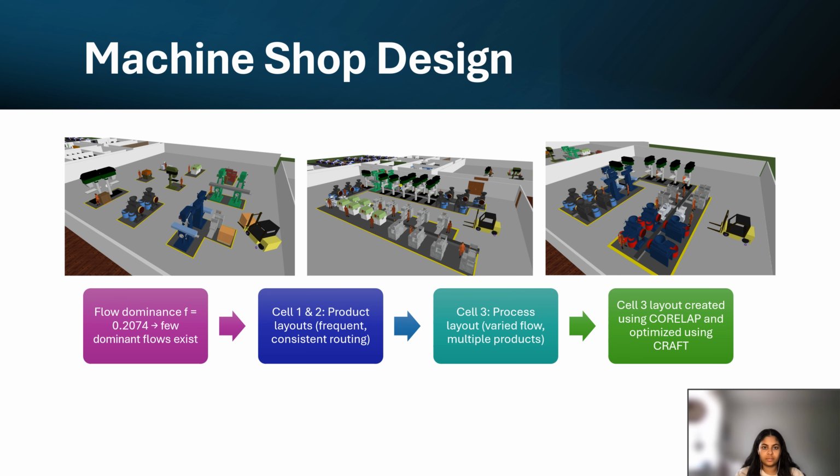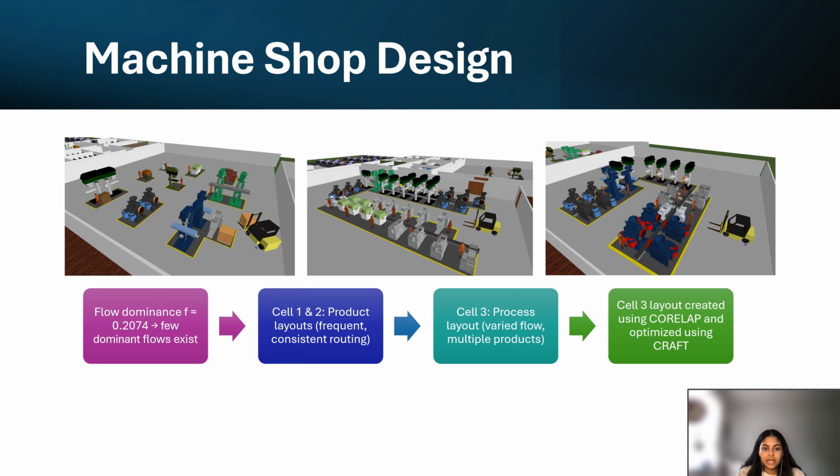With a calculated flow dominance of 0.2, it revealed that a few dominant flow paths existed, indicating a semi-structured routing pattern. Based on this, we divided the production area into 3 dedicated cells to improve layout efficiency. Cells 1 and 2 adopt a product layout approach, which is ideal for high-volume items with predictable and repetitive movement. These cells were designed to support streamlined movement and minimal handling. In contrast, Cell 3 required a process layout due to its responsibility for handling a wider range of lower-volume products with a more complex and variable movement.